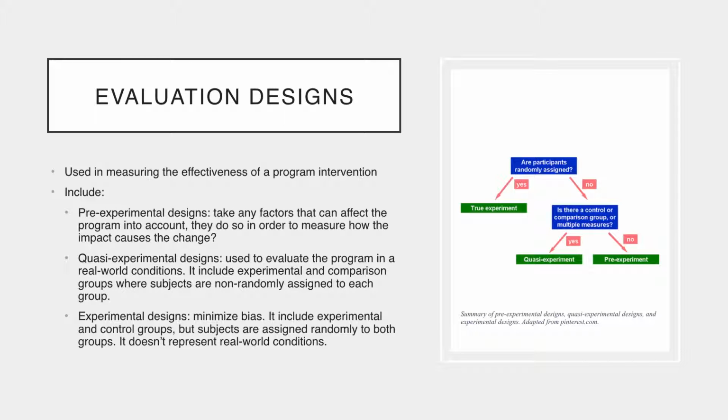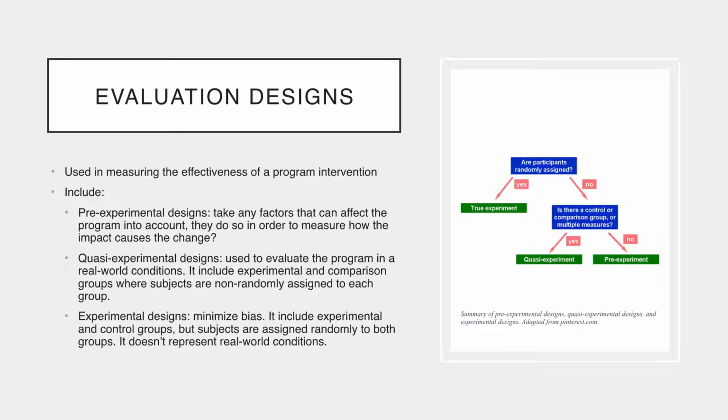In every program intervention, different evaluation designs can be used. These evaluation designs are used in measuring the effectiveness of the program intervention. This includes the pre-experimental designs, which take any factor that can affect a program into account. They do so in order to measure how the impact causes a change. They also include quasi-experimental designs, which are used to evaluate a program in a real-world condition.